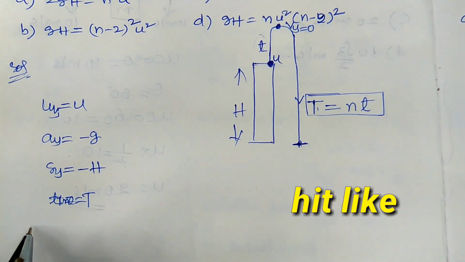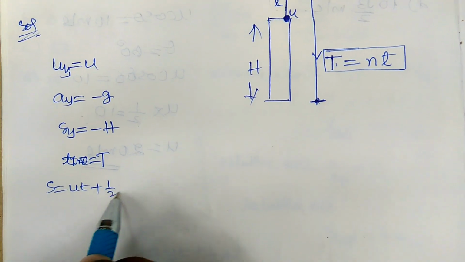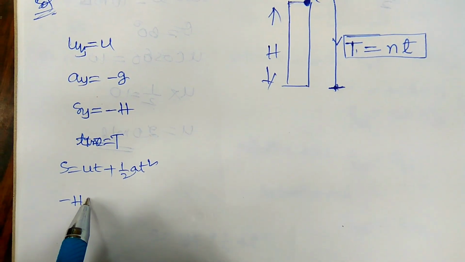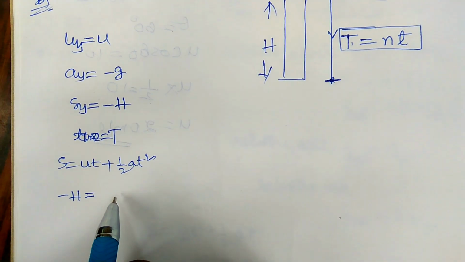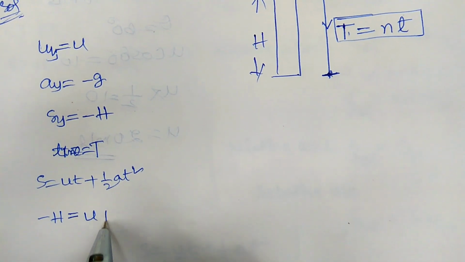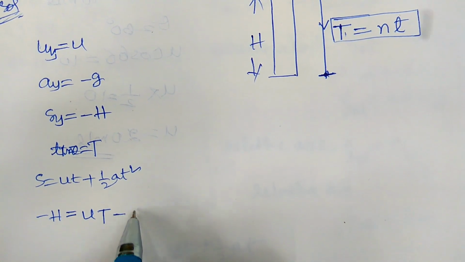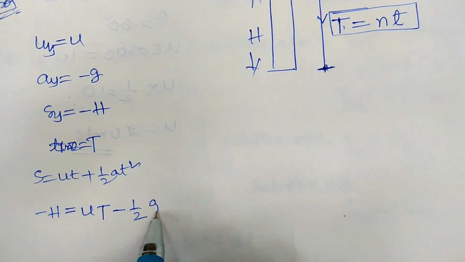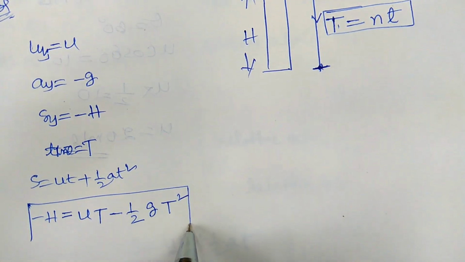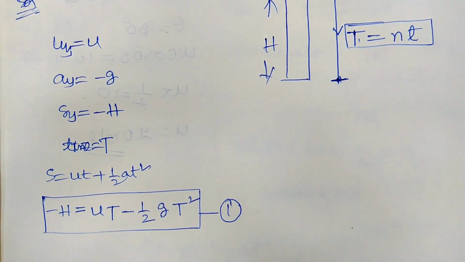From the laws of equations of motion, we can use s equal to ut plus 1 by 2 at square. So s is nothing but minus h, equal to u times t, where t is capital T, plus minus 1 by 2 a, where a is g, into T square. So this is equation 1, which we have to observe for the capital T.